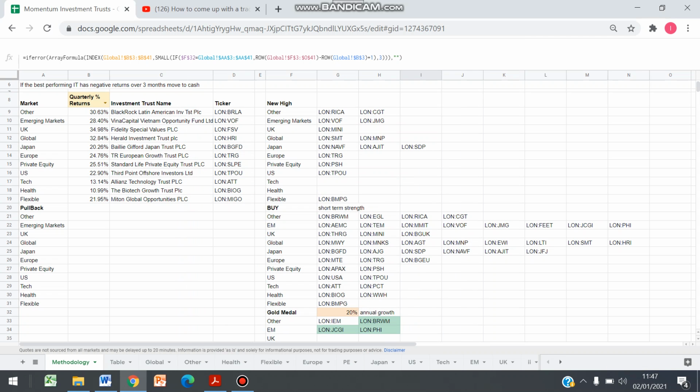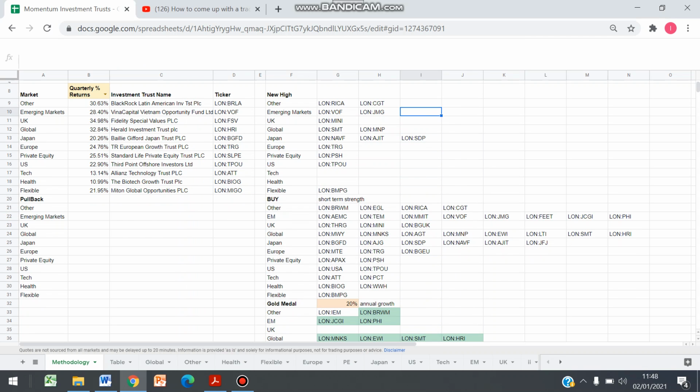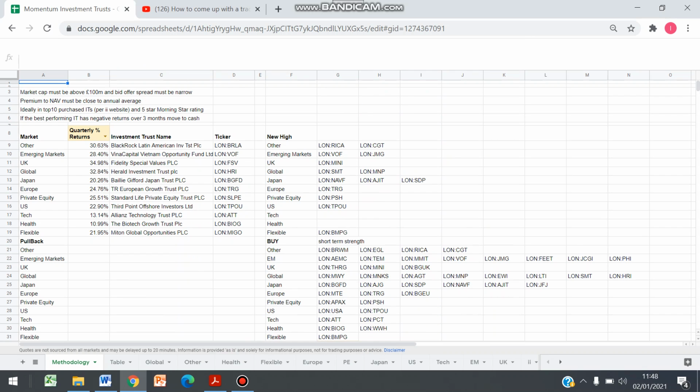I've been asked by a few people how I invest in investment trusts, and I've put together a Google Sheet that automatically populates data from the web that explains how I do my investing. I look at investment trusts that are making new highs. That's my initial screening point.